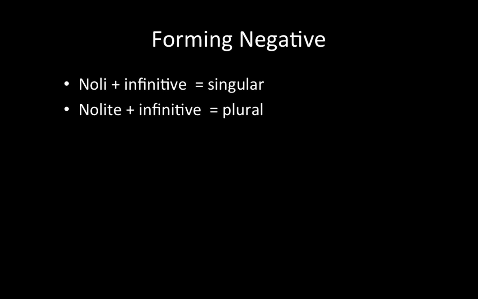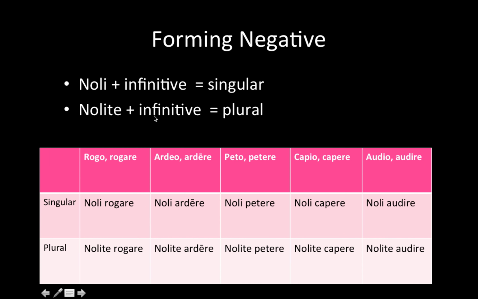Now the negative is just as easy. It's even easier. There's no exceptions, there's no changes. You can't make a negative imperative without telling somebody to not do something. So this is from a verb we haven't learned yet, nolo, meaning to not want. So all you're doing is basically commanding somebody to not want. So you use noli, add the infinitive, and then you get the singular. Nolite plus the infinitive gives you the plural. And it looks like this.